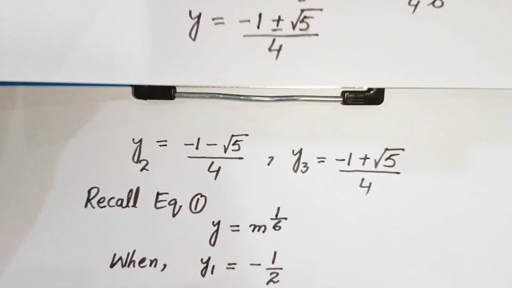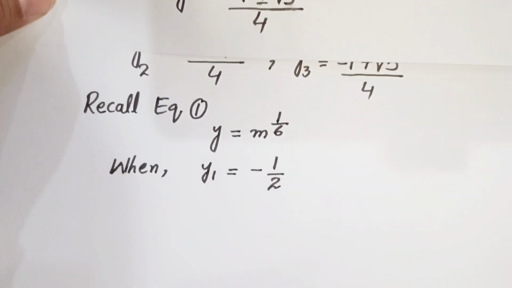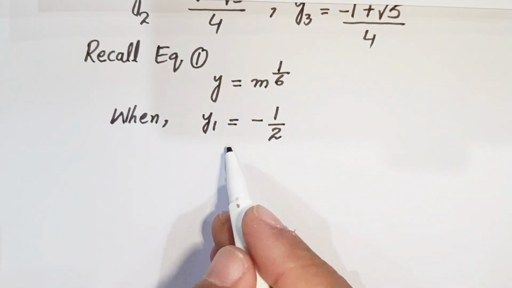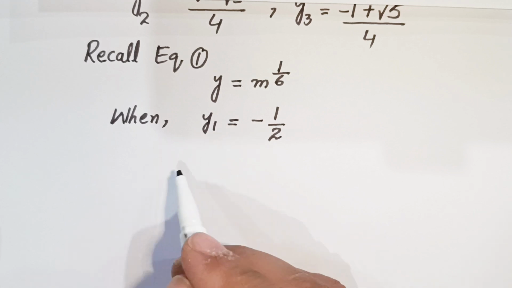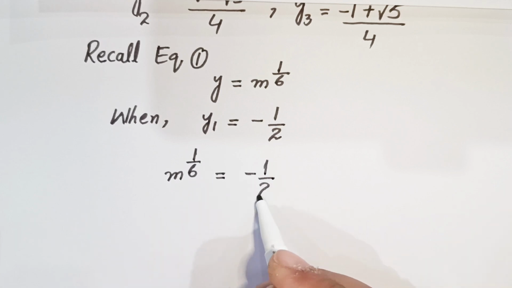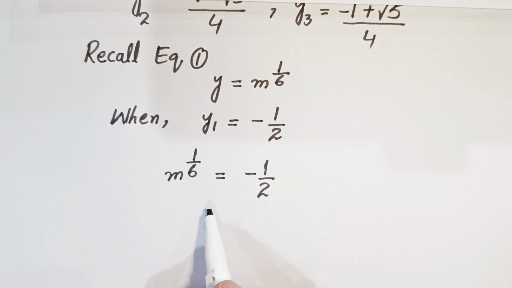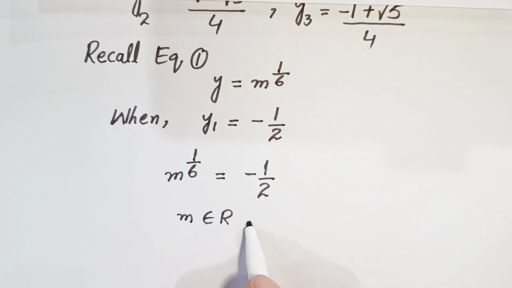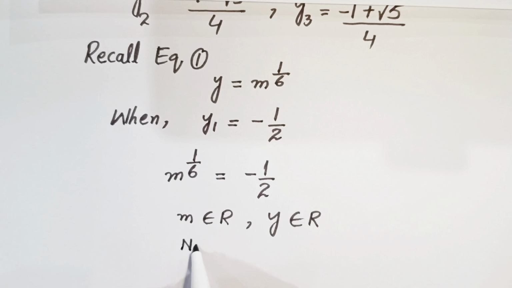Now putting this one here, we get m to the power 1 over 6, which is equal to minus 1 over 2. Here when we find the value of m, we will get no real solution. So if m is an element of R, then y is an element of R, so we reject this value because we will get no real solution.